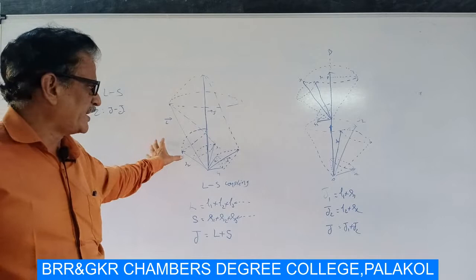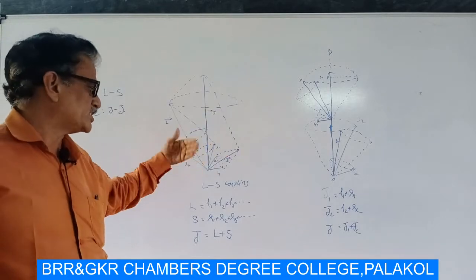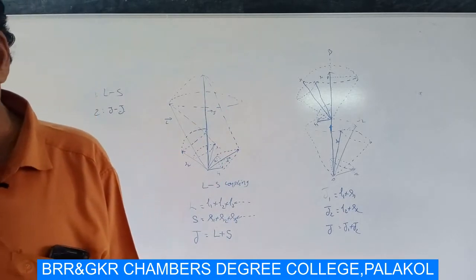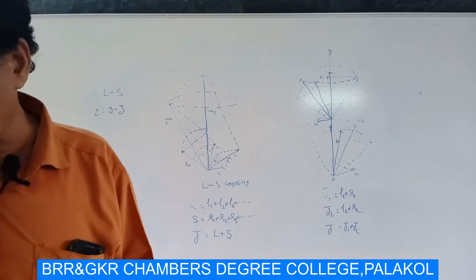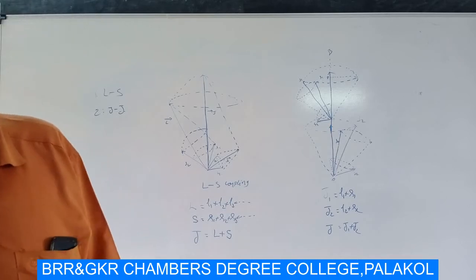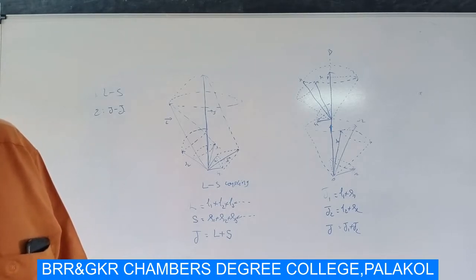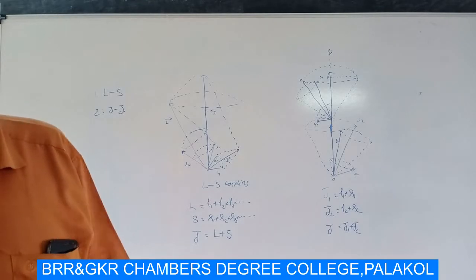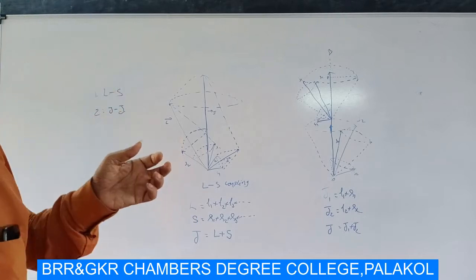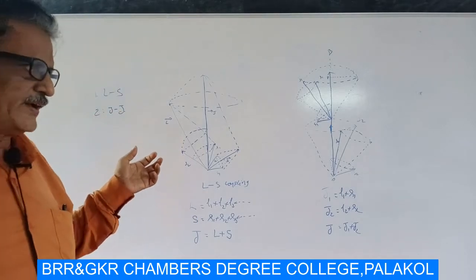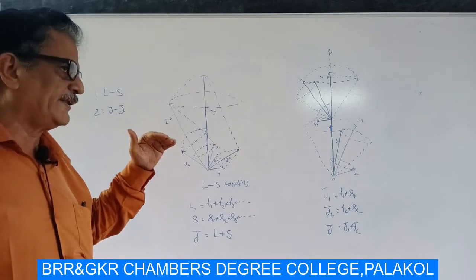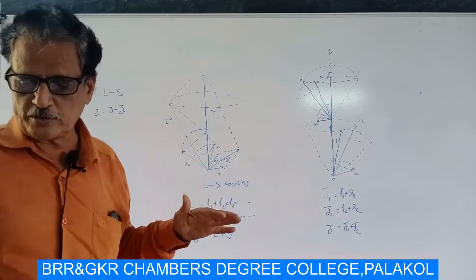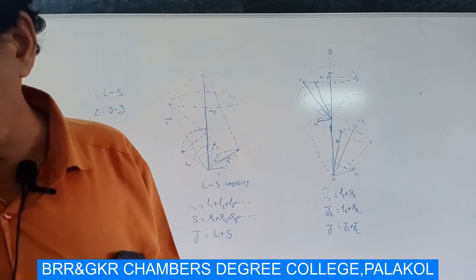This is the vector diagram, which is useful for us to estimate the resultant angular momentum of the electrons in an atom. With the help of these coupling schemes, we can easily understand the different energy states of the electrons in different orbits. So this is about LS coupling and JJ coupling.